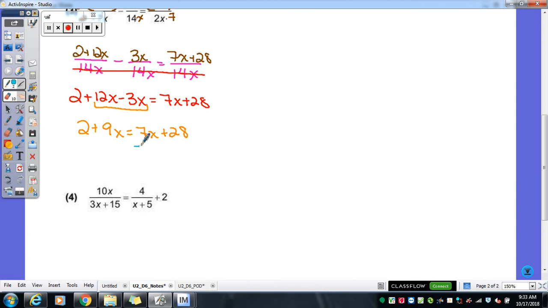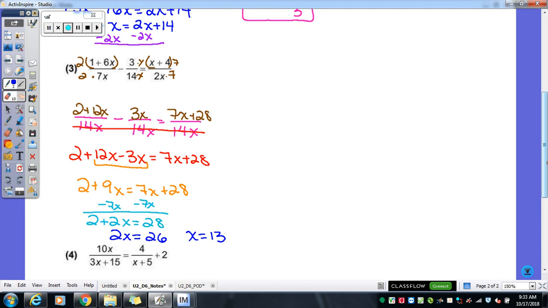So then I'll try to get my x's together first. So I'll subtract 7x. So I got 2 plus 2x equals 28. A lot of you are already ahead of me. Awesome. So we get x equals 13.